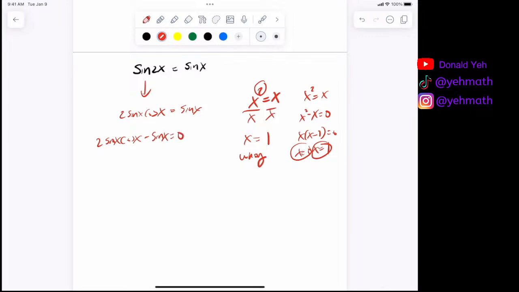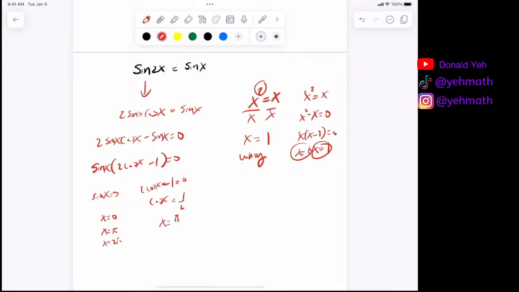Does that make sense? What can I factor out here? Can I say sine of x equals 0? Obviously 0, pi, even 2 pi, but I don't think that's within the range. 2 cosine of x minus 1 equals 0. Cosine of x equals 1/2, x equals pi over 3, 5 pi over 3. So it turns out you got rid of two answers here.